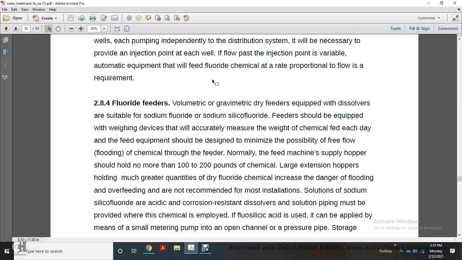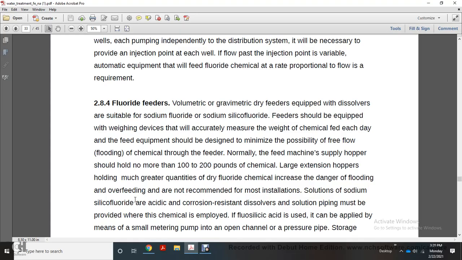Feeders should be equipped with a weighing device accurately measuring the weight of chemical fed each day. The feed equipment should be designed to minimize the possibility of free-flow flooding of chemical through the feeder. Normally, the feed machine should be supplied with a hopper holding not more than 100 to 200 pounds of chemical. A large hopper holding a large quantity of dry fluoride chemical increases the danger of flooding. Overfeeding is not recommended with most installations.